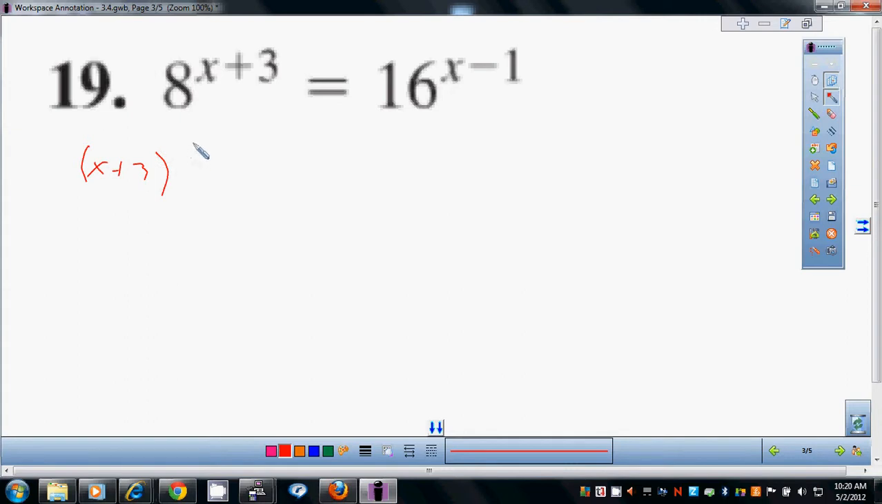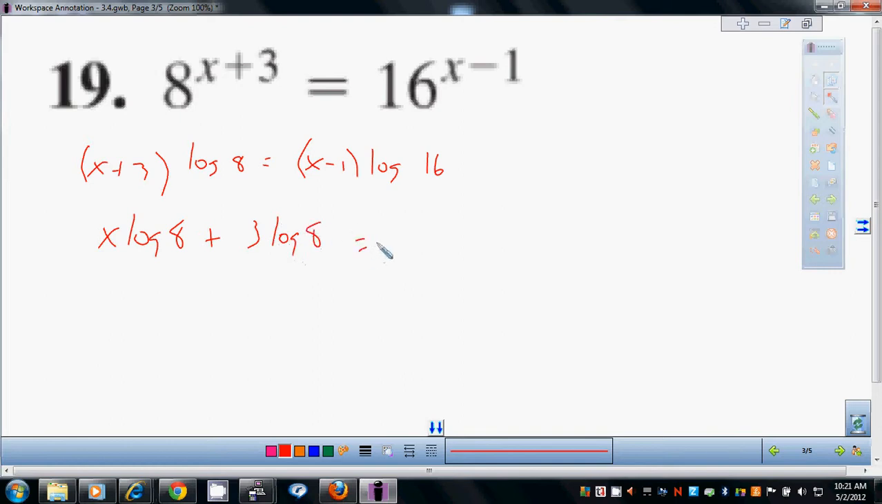So that's bring down the x plus 3, so that's log of 8, x minus 1, log of 16. Now, this is where it gets a tad tricky. Make sure you're paying attention. You want to distribute. When you distribute, you get x log 8 plus 3 log 8 equals x log 16 minus 1 log 16.